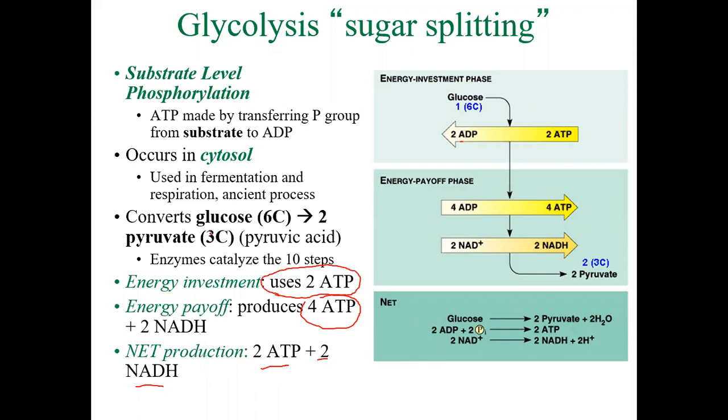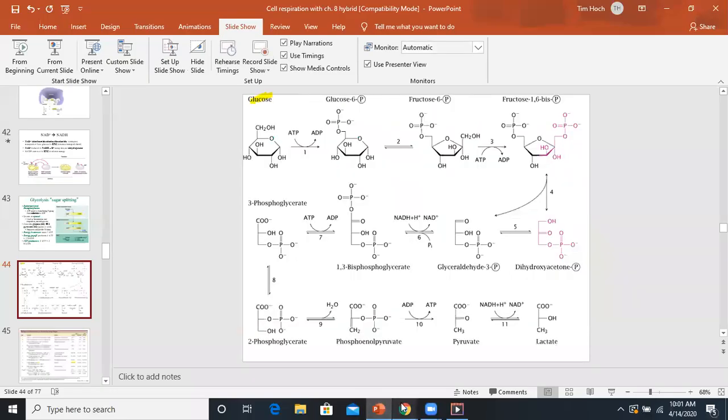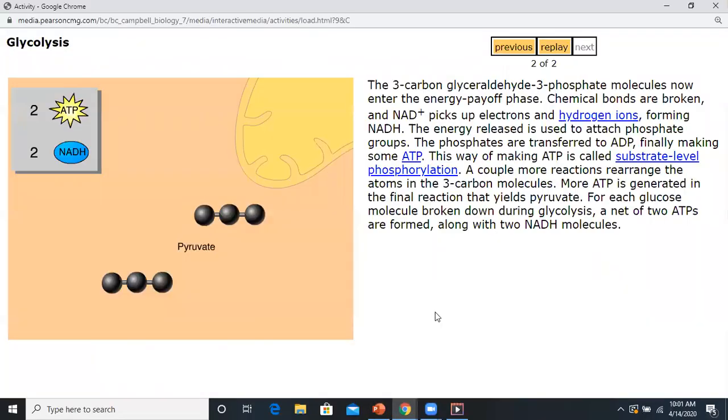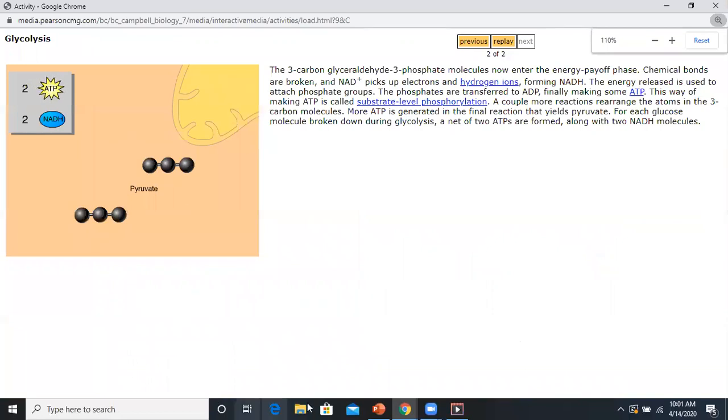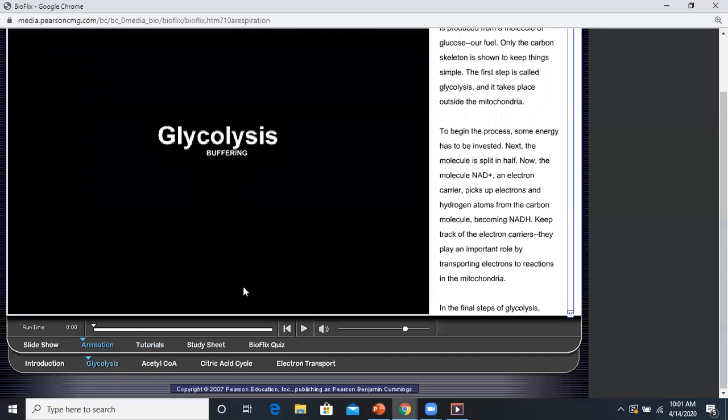So you're making some pyruvate. Glucose is 6 carbons in length. You make 2 pyruvates, which are both 3 carbons in length, okay? Now, let me show you this quick animation. I'm going to zoom out real quick, and then we can look here. I like this visual a lot, so let's look at glycolysis.